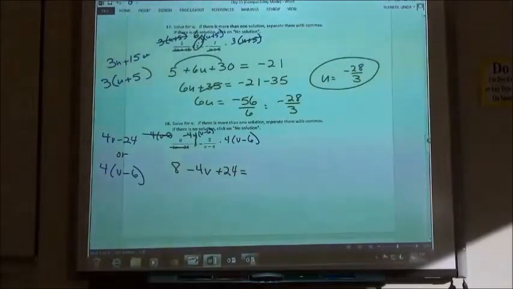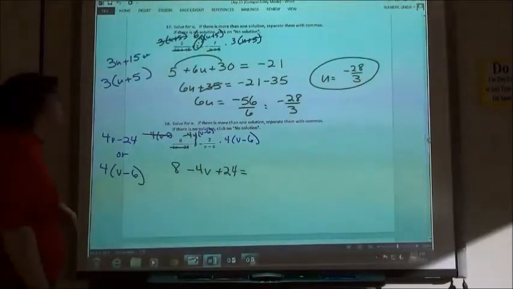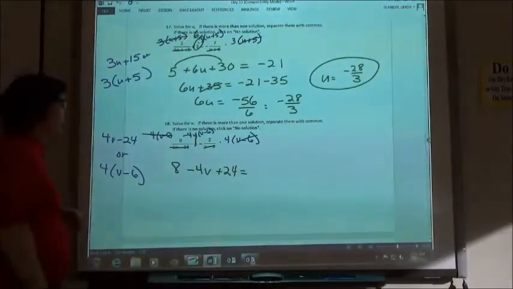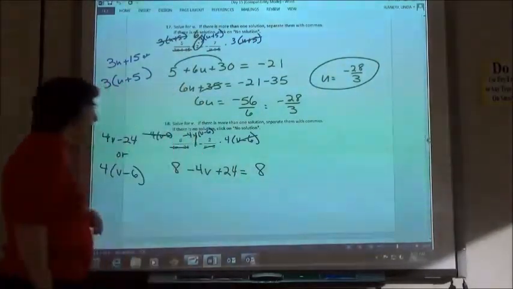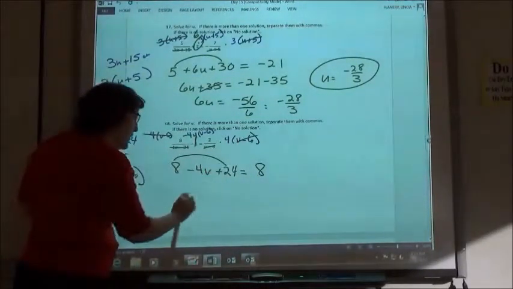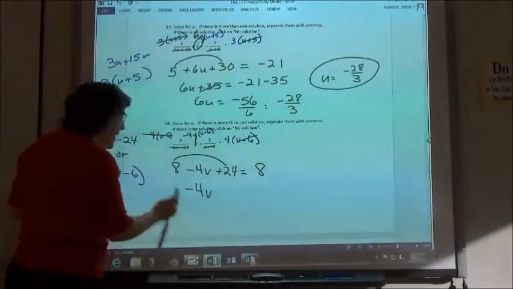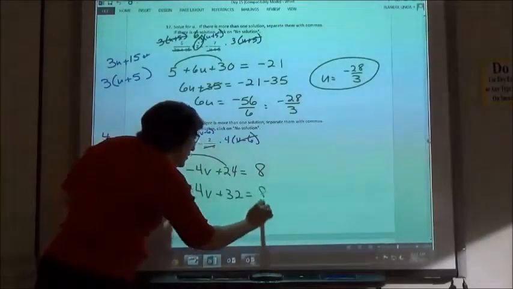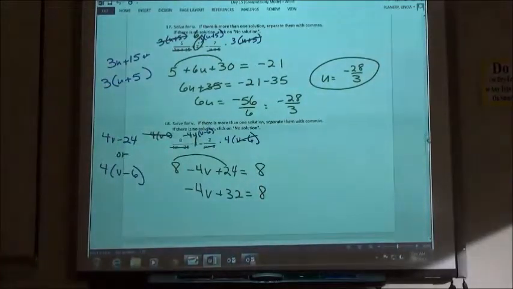And then on the other side, what's going to happen? We are just going to cancel out the v minus 6, and so we're going to get 8. So combining our like terms over here, we're going to have negative 4v. 8 plus 24 is 32. So negative 4v plus 32 equals 8.